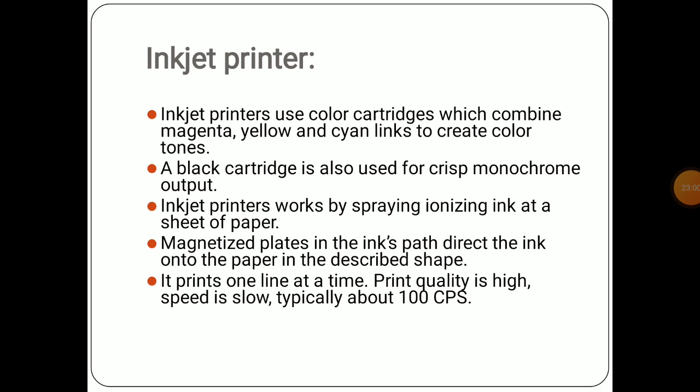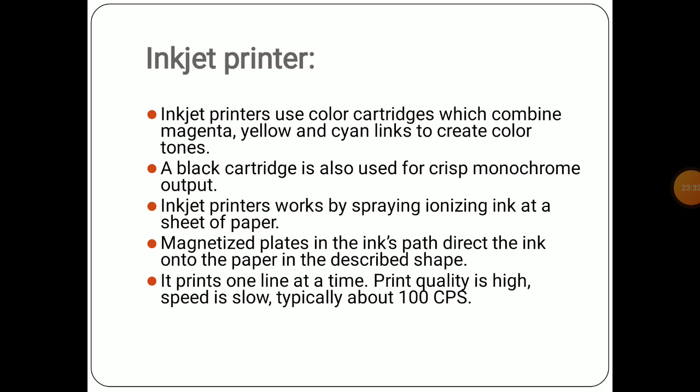Here it combines magenta, yellow and cyan colors, and it creates the other different colors. Fine. If you use the black color, then you will get only monochrome output. If you want color, then you have to use the multicolor cartridges. The inkjet printer works by spraying liquid ink on your paper sheet. When the print starts, the color in that cartridge starts spraying on the page and starts creating the shapes.